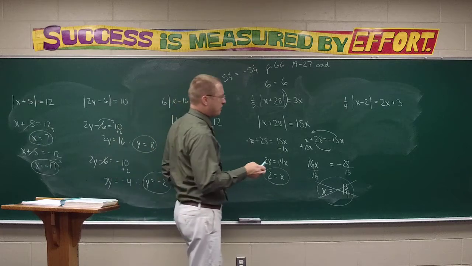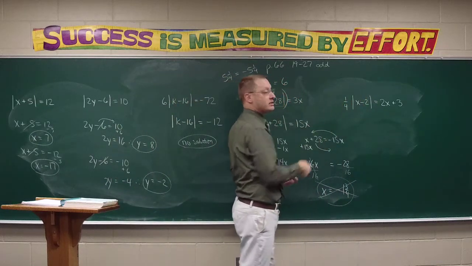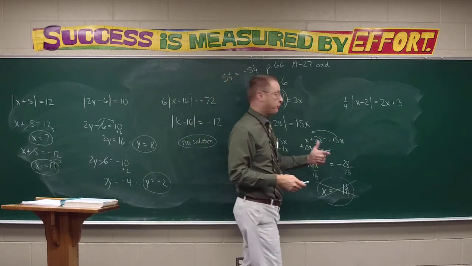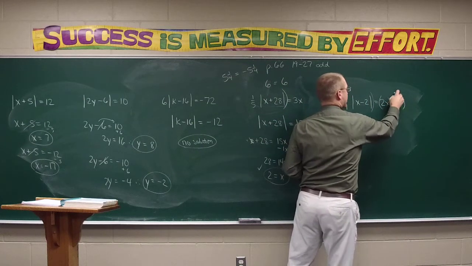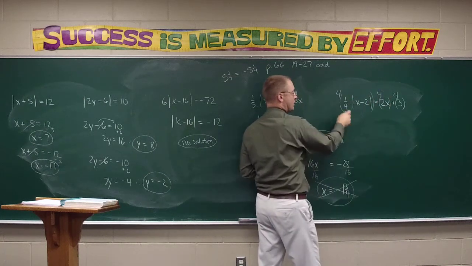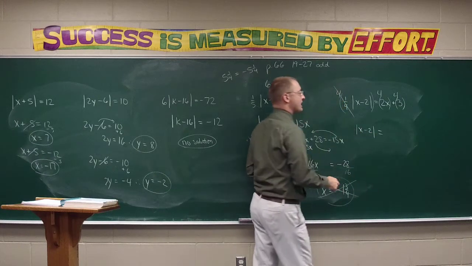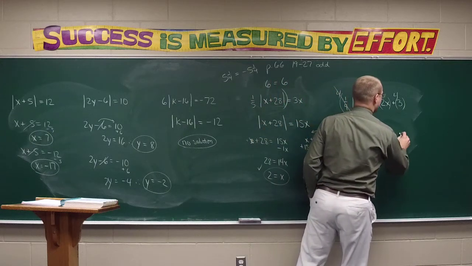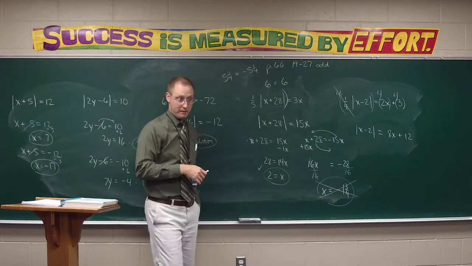How do I get rid of this 1/4 so that I can isolate the absolute value, class? Multiply by 4. Both sides by 4, or you could say everything by 4. However you want to look at it, because the 4 is going to knock this out. I've got the absolute value of x minus 2, but what's on the other side now, class? 8x plus 12. Good. Everything gets multiplied by the 4. Questions on that first step?